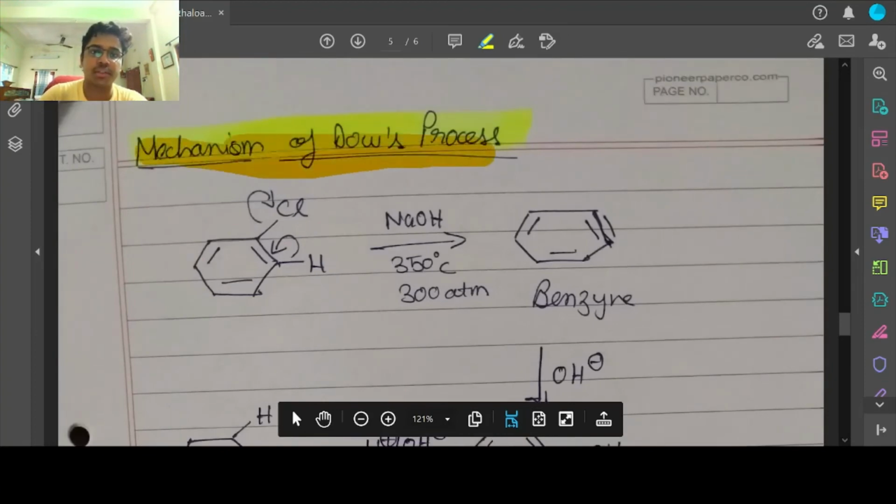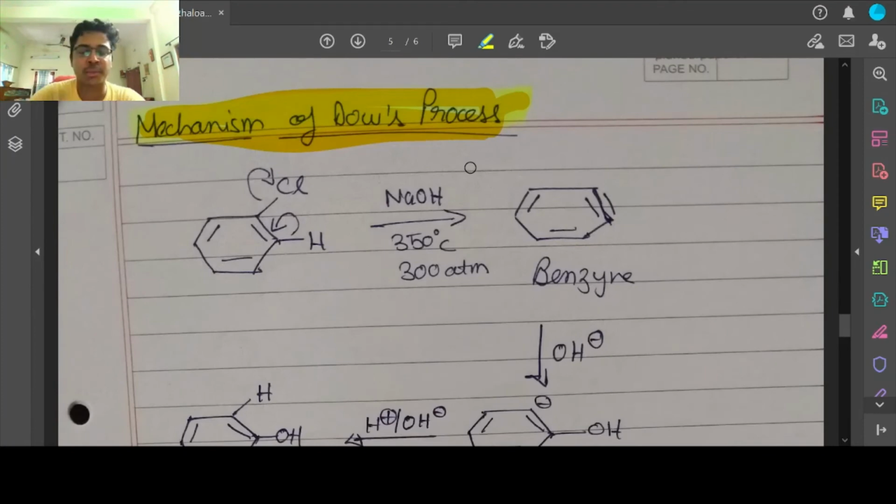A famous question that comes in ISC is the mechanism of Dow's process. So what was Dow's process? Dow's process is used to convert chlorobenzene to phenol. Here this is chlorobenzene, and you know that each carbon has a hydrogen in the skeletal representation, right? In chlorobenzene, this bond breaks and this hydrogen comes here. With aqueous NaOH at 350 degrees C and 300 atm pressure, it forms benzyne.